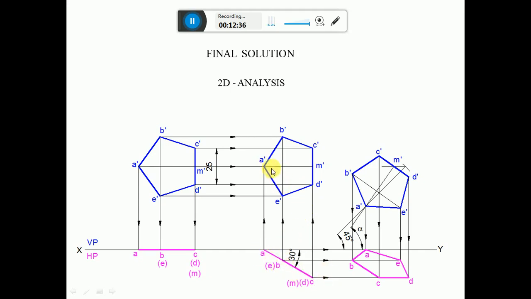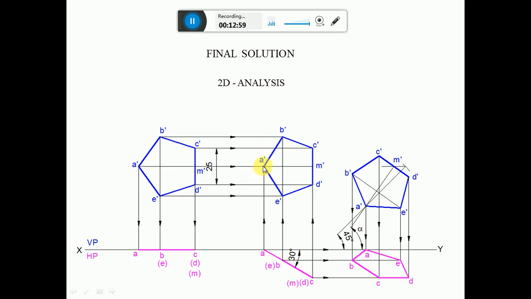So obviously this is going to be the apparent length. With the same A dash as center, cut an arc on the locus so that you get this point as M dash, and mark that point as M dash. Join A dash to M dash, and this shows the apparent declination alpha. Mark that as alpha. Then mark these points A dash and M dash.